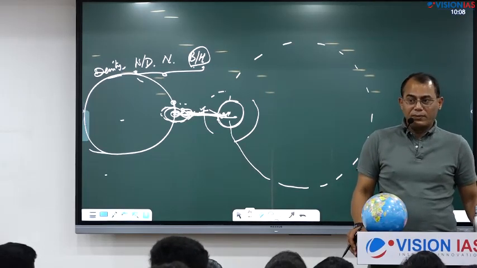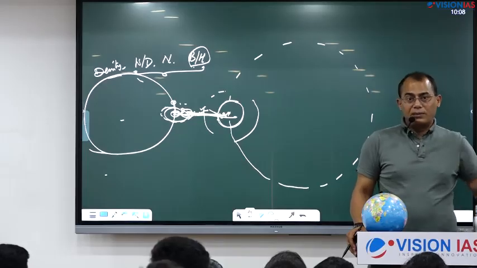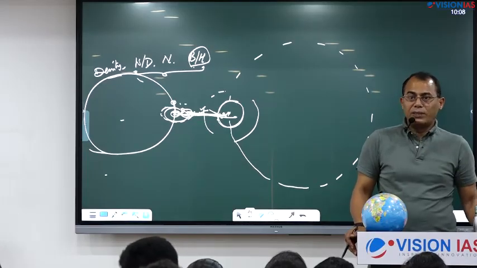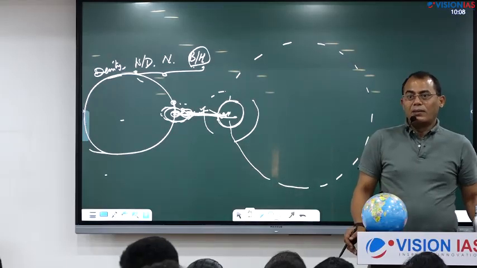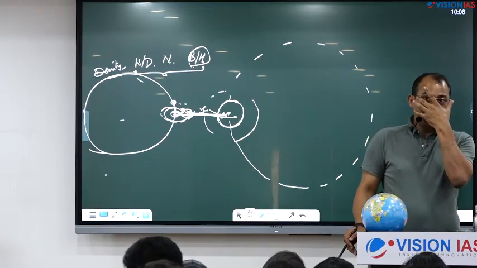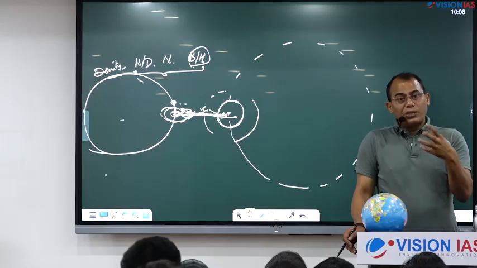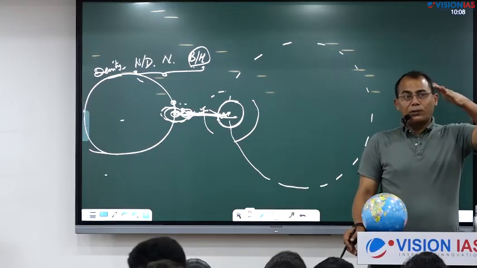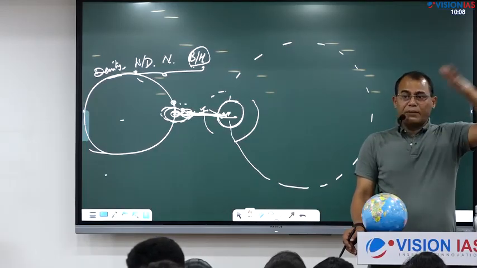It is not visible. Even with modern scientific tools, it is not visible. Why is it not visible? Because of its extremely high gravity, it doesn't allow the light falling on it to reflect back.